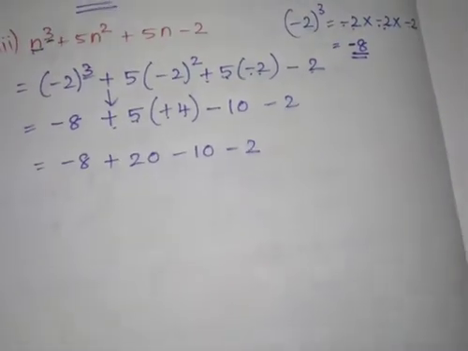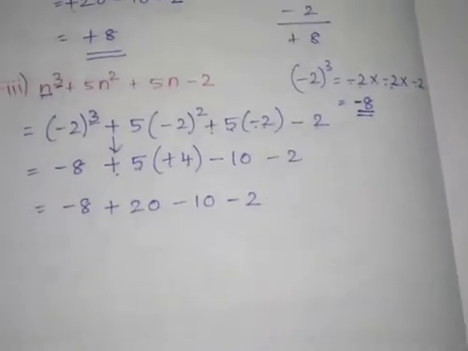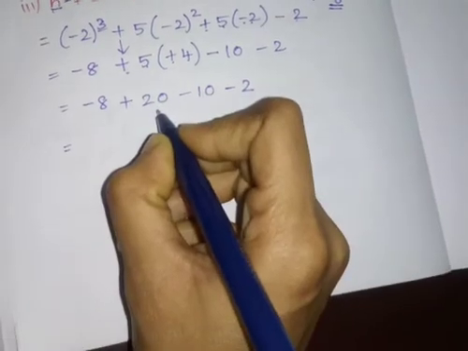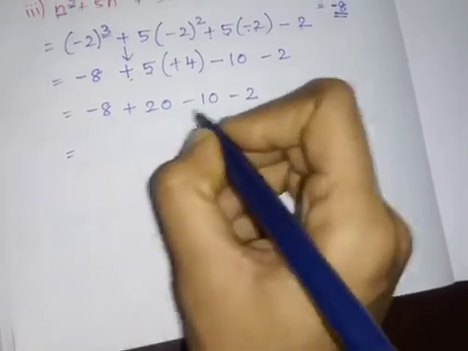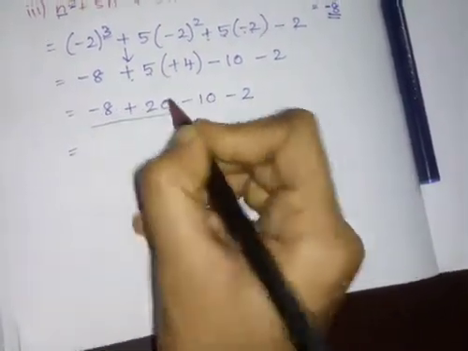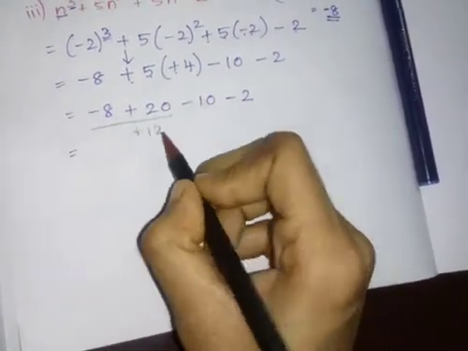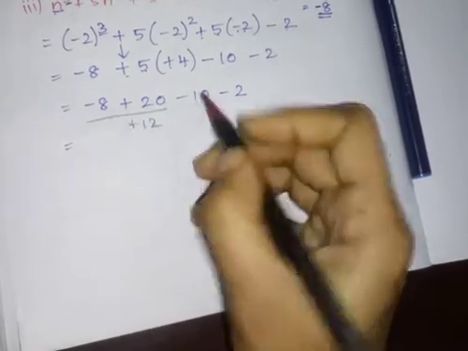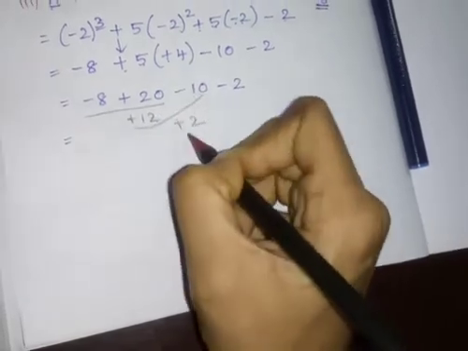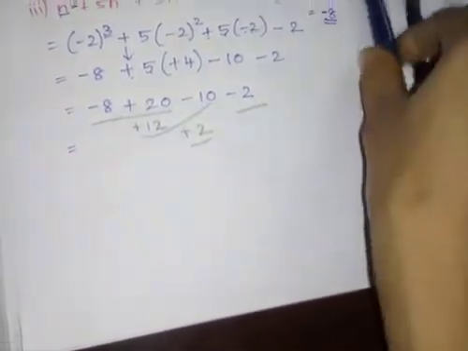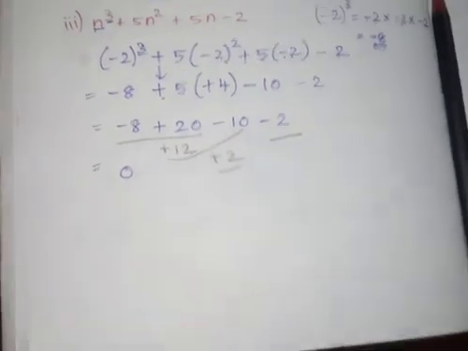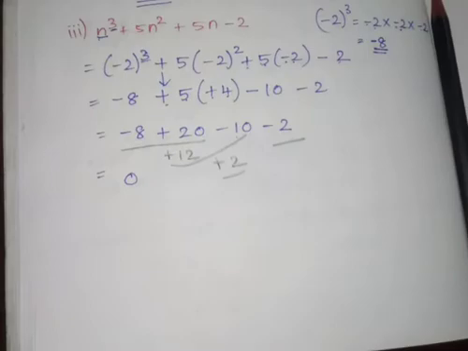Now as usual, addition or subtraction, whichever is comfortable, you will do it. Minus 8 plus 20 is plus 12. If I do this first, minus 8 plus 20 is plus 12. Then plus 12 minus 10 is plus 2. Plus 2 minus 2, what is the answer? 0. So what is the value of this expression, children? 0. So you can do as usual what you will be doing.